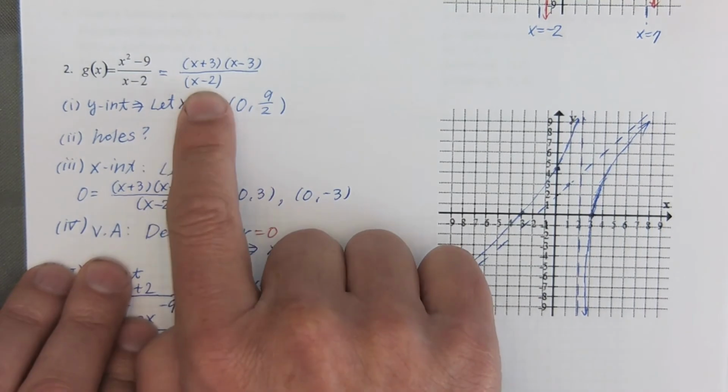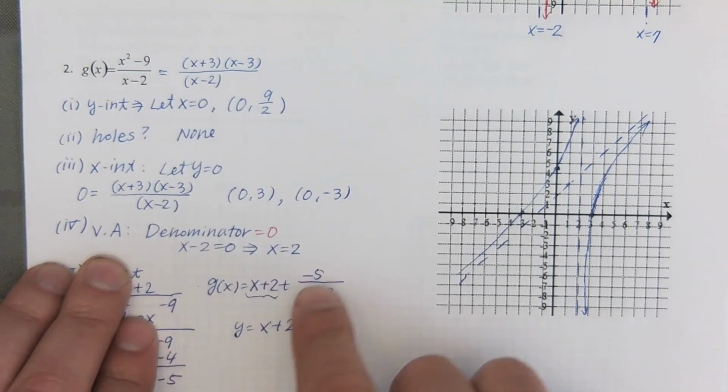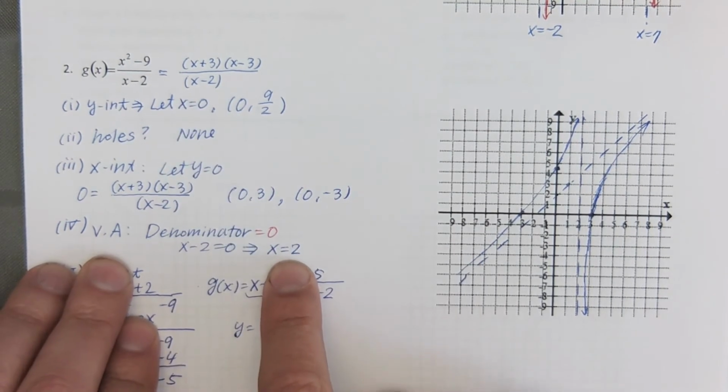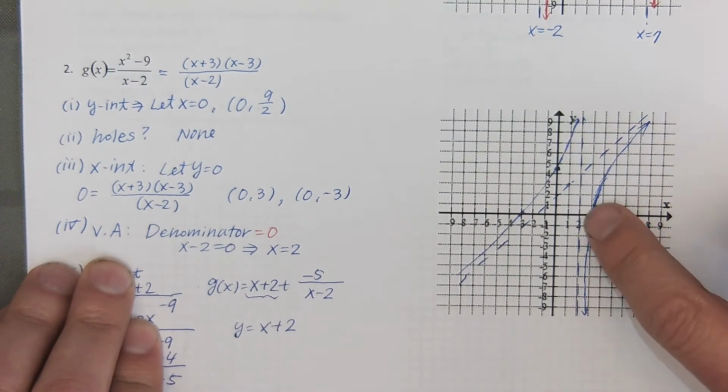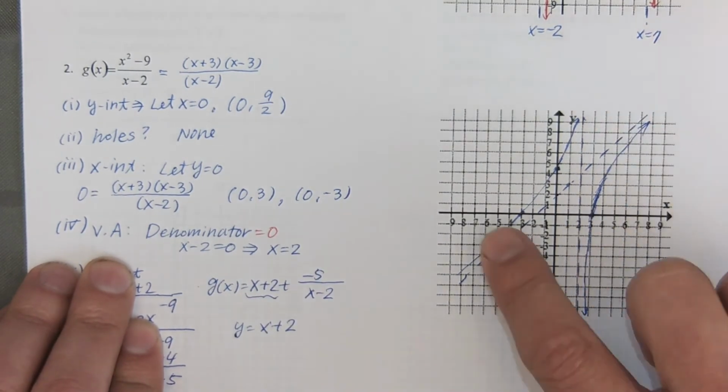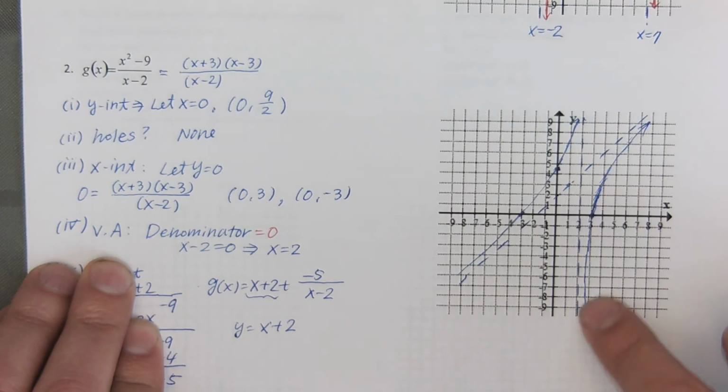Vertical asymptote, that's going to be when x is equal to 2. X equals 2. And so here's our vertical asymptote at x equals 2. You can see it right here. And you can see the graph is getting closer and closer, but never quite touching.